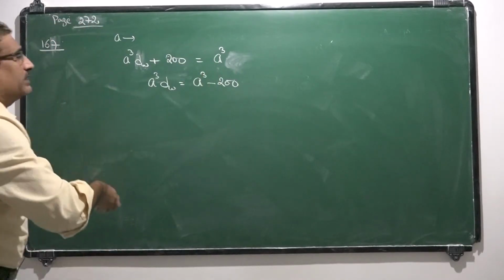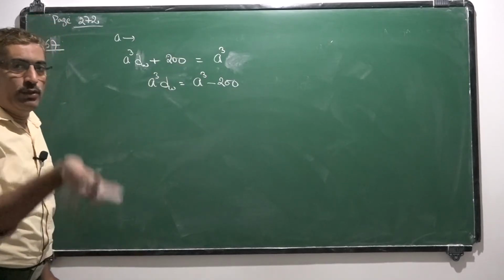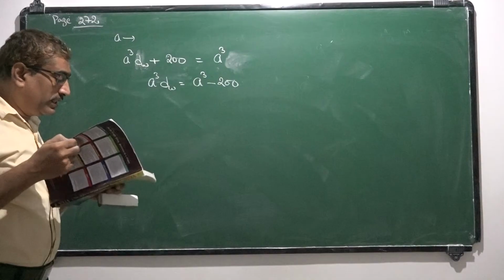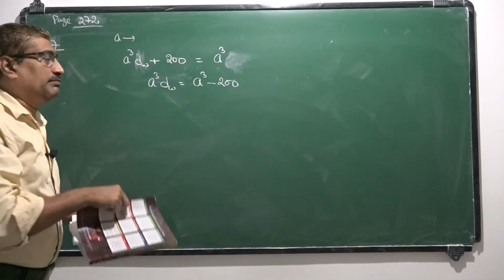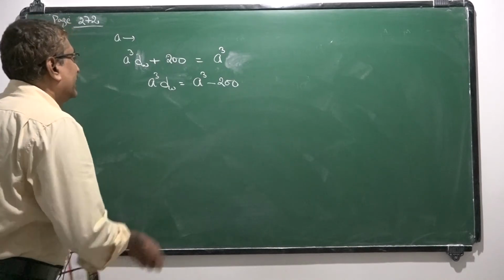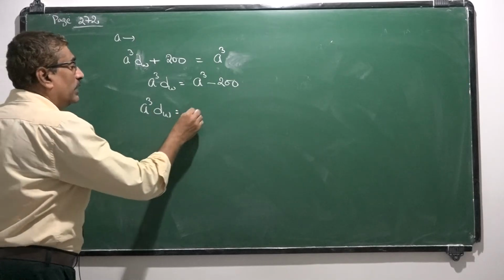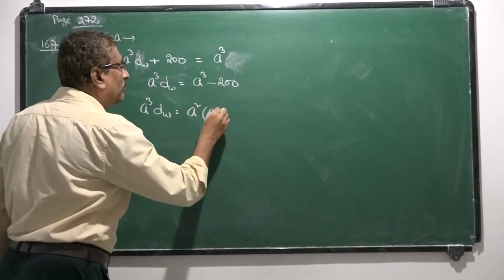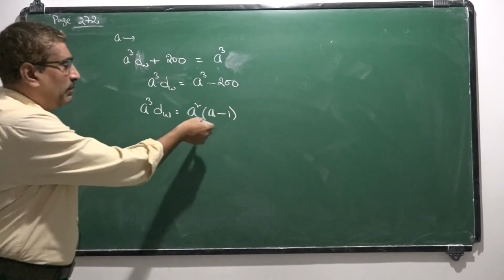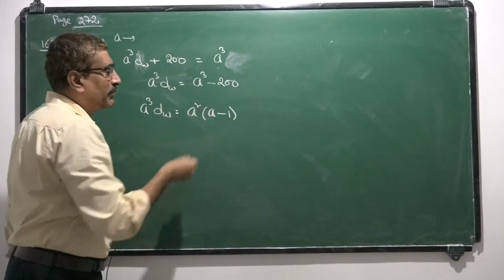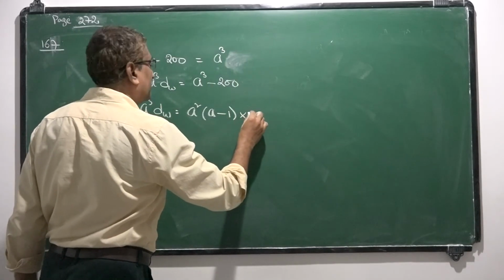Okay. The next case, when this mass is removed, the cube rises by how many centimeter? The cube rises by 1 centimeter. So for the further case we can write a cube density of wood is equal to a square into a minus 1. That means a minus 1 length is inside the liquid, into density of the liquid, that is 1.